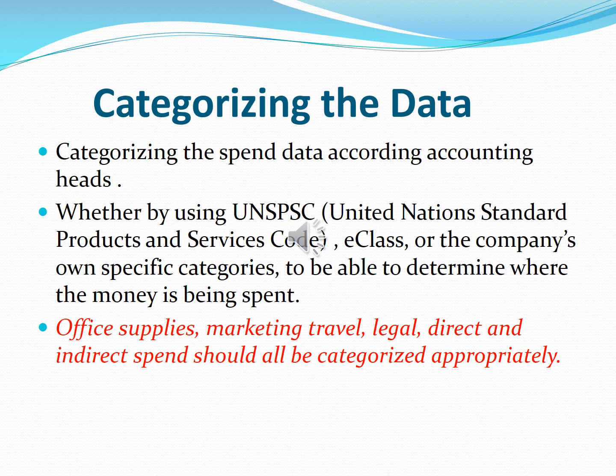This is another way of organizing the data, where we put the data according to the accounting head, that is, where we have spent this money. So we categorize spend data according to the accounting head, whether by using the United Nations Standard Products and Services Code, or by using our own specific categories, to be able to determine where the money is being spent. In the previous step, it was according to supplier; this is according to the product or the services we are buying. So make sure that office supplies, marketing, travel or legal, direct or indirect spend, should all be categorized appropriately.